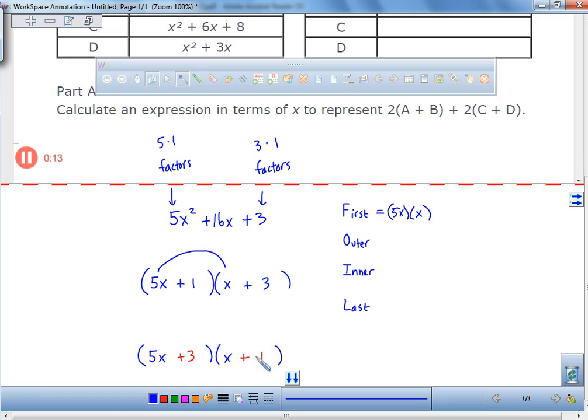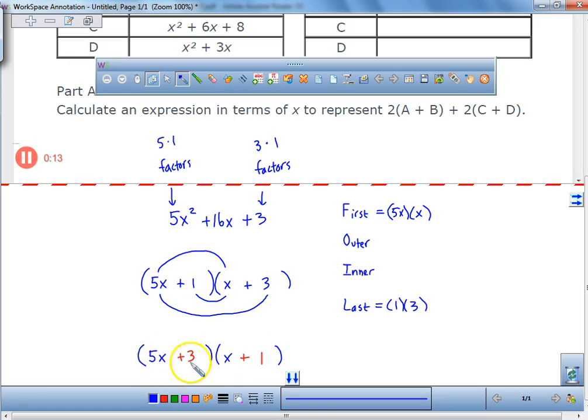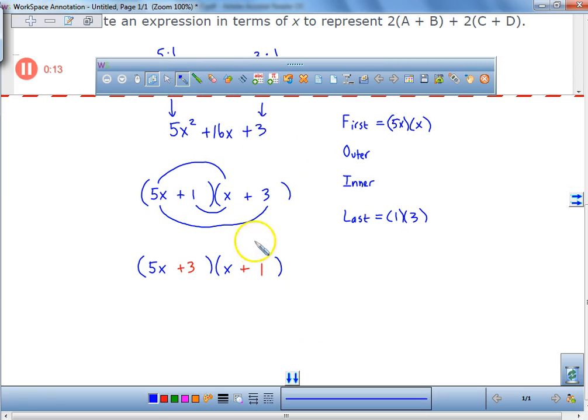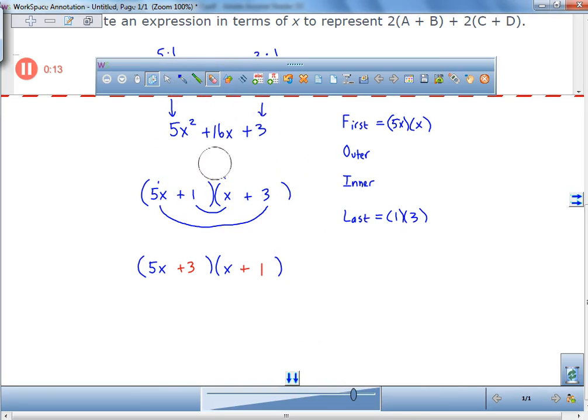So a lot of times you'll see people do first products like that. And you guys see how these are actually the outside products, right? But what I want you to do right now is do it this way. We're going to call these the outside products, and we're going to call these the inside products. Because the last products, which are the 1 and the 3, don't change. So you guys see how the first products and the last products don't change on either one of those? What are the only two things that could possibly change in our problem? The inner and the outer.